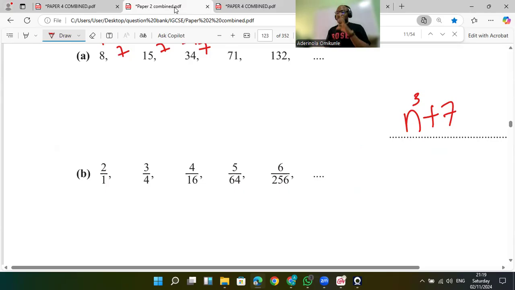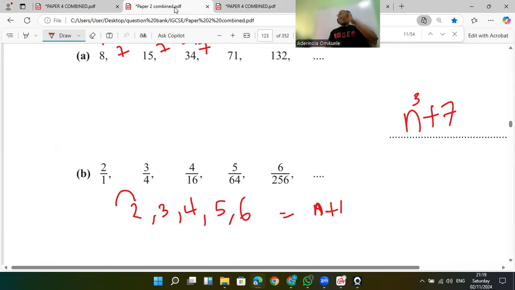Okay, so if I consider the numerator, the sequence is 2, 3, 4, 5, 6. So clearly this is a linear sequence. The difference is 1, so we write our n, and then if there's a number before 2, what's that number? That number is 1. So the nth term for the numerator is n plus 1.